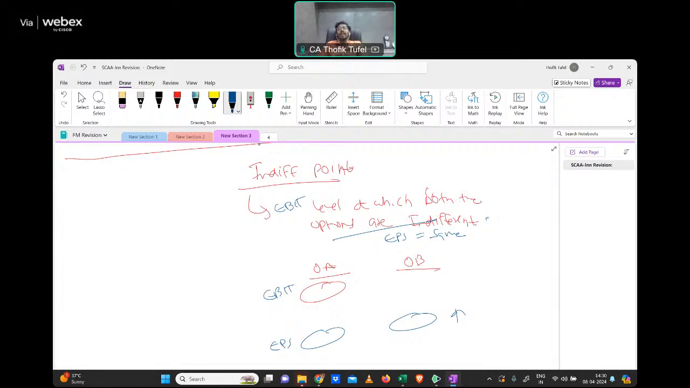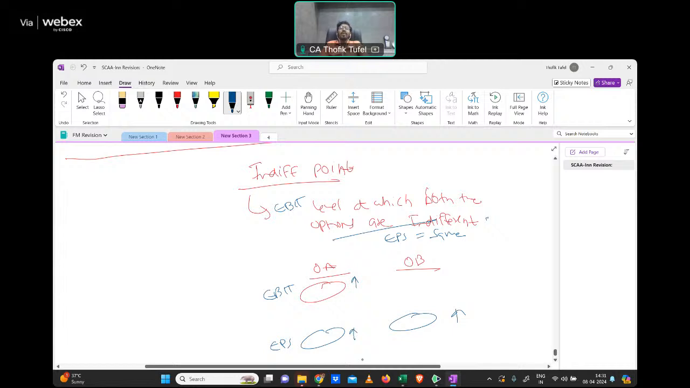Now what will happen here is that if your EBIT is increasing, EPS also changes, correct? That is what we saw in financial leverage. However much you change EBIT, that much your EPS will change because of the leverage. So the capital structure is changing, the leverage is changing, and this percentage change will change.